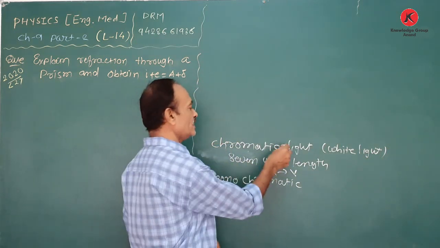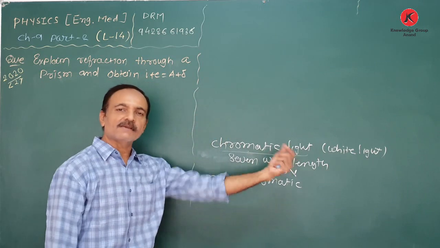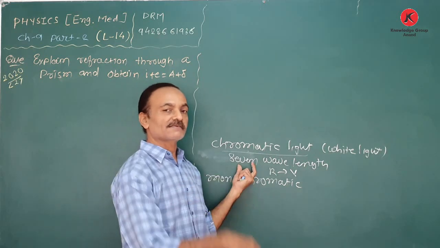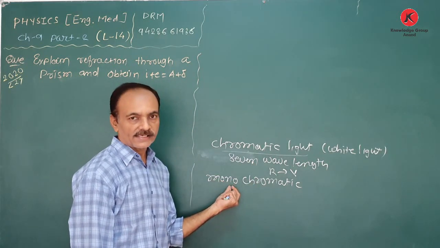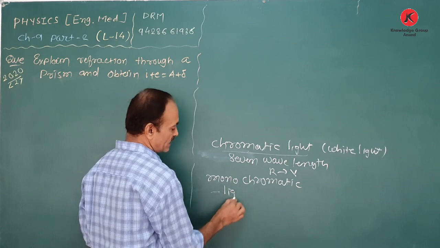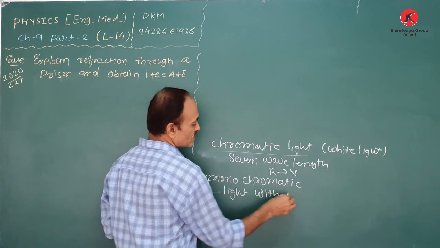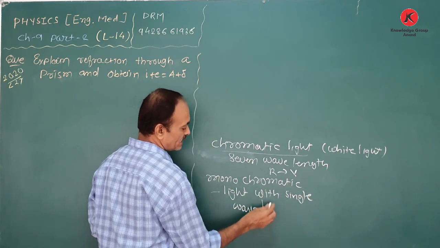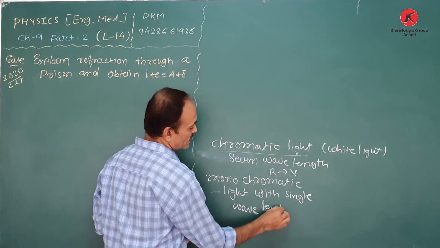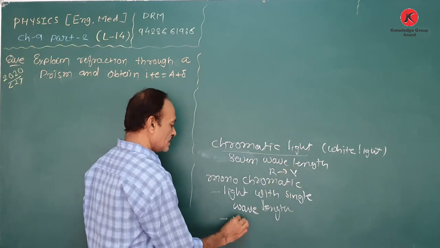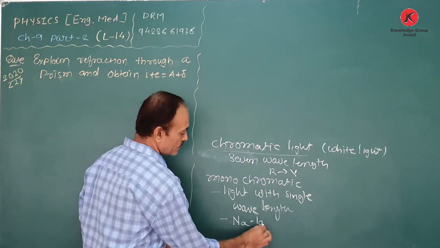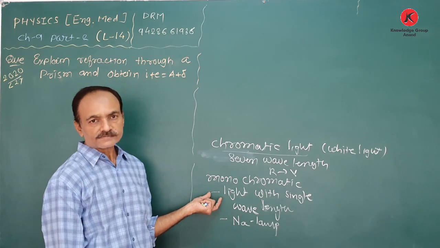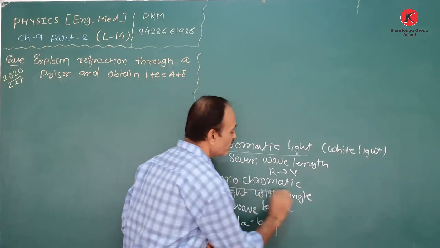The sunlight is also chromatic light. The light coming from a white bulb is also chromatic light, or white light, that is the combination of the 7 colors. Now the monochromatic light: light with a single wavelength is known as monochromatic light, like the light coming from a sodium lamp, yellow light or orange light. That is monochromatic light.